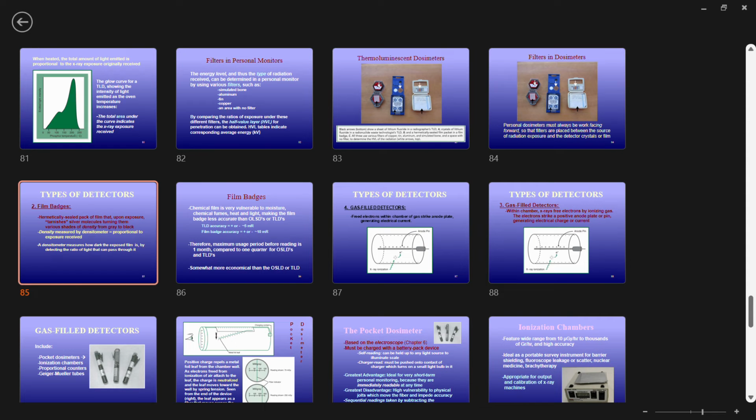TLD badges, though, the ones that you guys have, are sensitive to heat because remember, they re-emit their energy when exposed to heat, right? So those you can't leave in your car. Don't leave any badges in your car, or anywhere they don't belong, because if it's either TLD or film, they are sensitive to these environmental changes, where the OSL badges just aren't. But it's important to treat all badges as if they're sensitive and use them in the right ways.